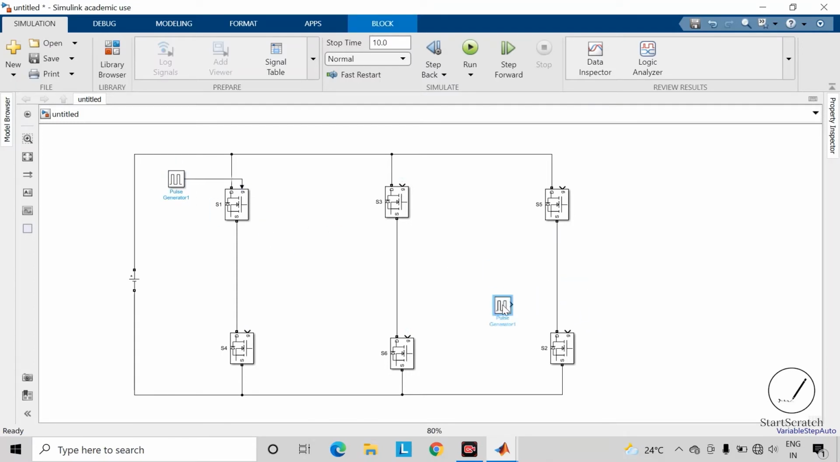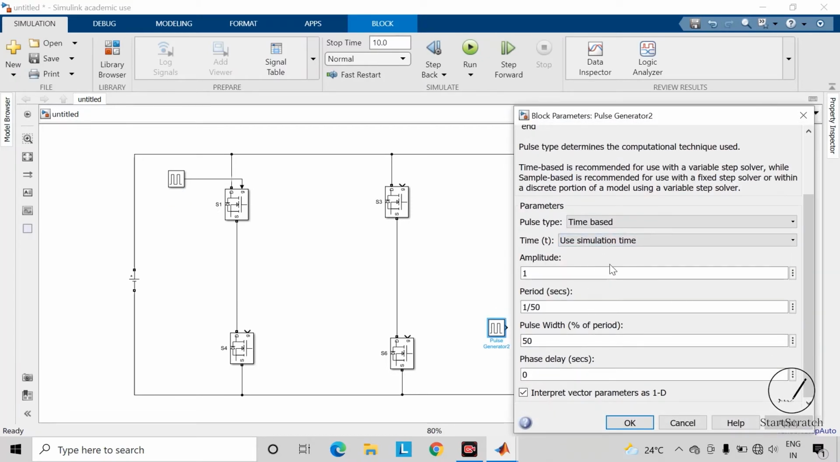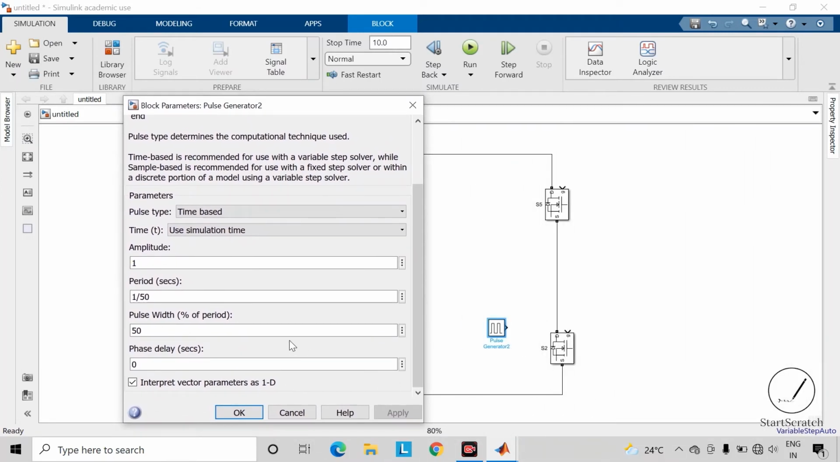Copy this and open this block. Now we want switch S2 to conduct after 60 degrees of phase delay. That phase delay in time can be written as 3.33 milliseconds, or we can also write it as 1 divided by 50 hertz and divide this by 6.